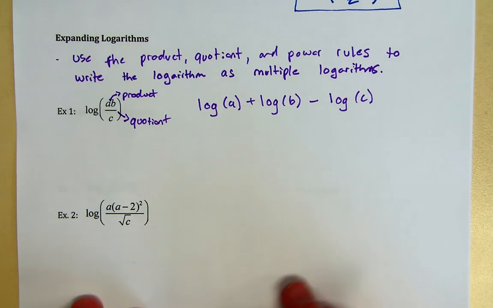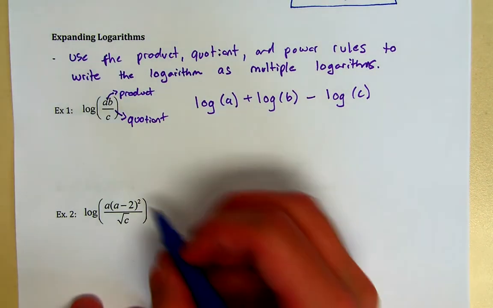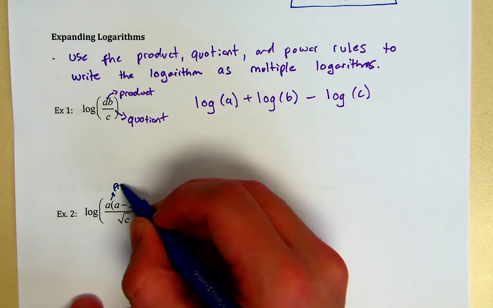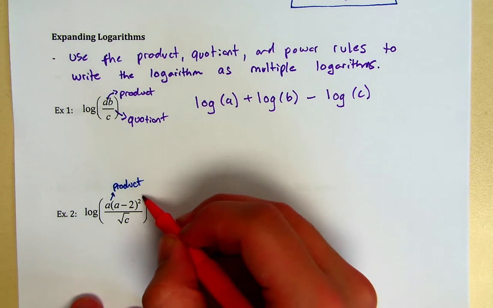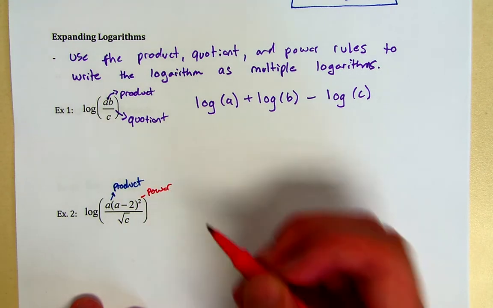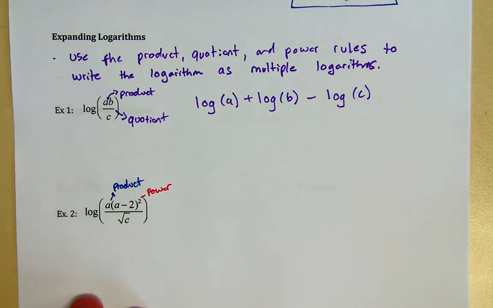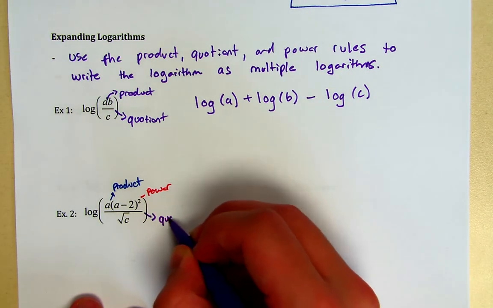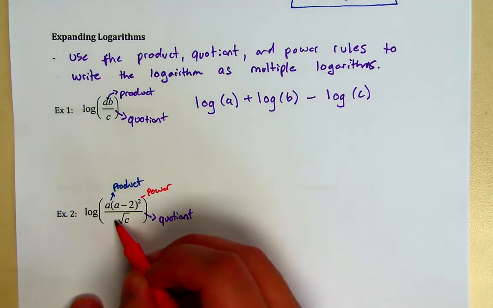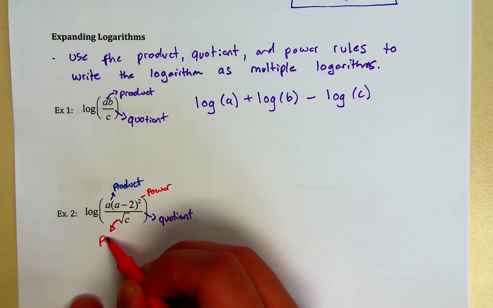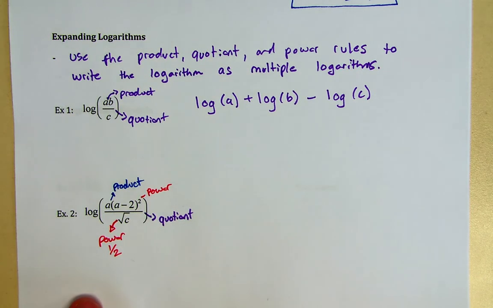Example 2 has a little bit more going on. So we look at it here, and we have a product going on. We have a power here. We have a quotient. And hopefully you realize again, the square root is another power, that 1/2 power. So again, I always start with the top and I break it down. So break down the product first.